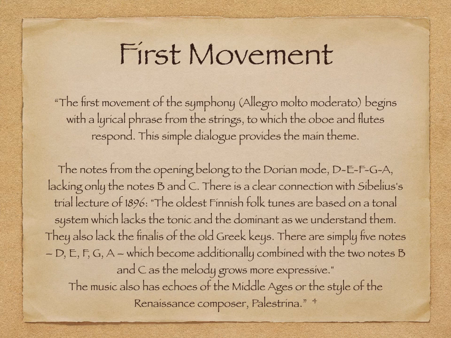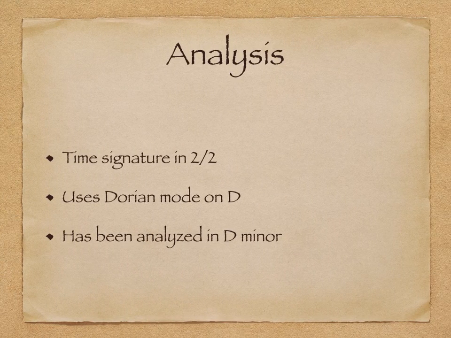The music also has echoes of the Middle Ages or the style of the Renaissance composer Palestrina. This piece utilizes the 2-2 time signature and uses the Dorian mode on D. In my research, I found that it has been analyzed to be in D minor. I personally think it is more reasonable to analyze it as using the Dorian mode because of the lack of key signature to indicate D minor and the absence of any accidentals that would indicate such a key.